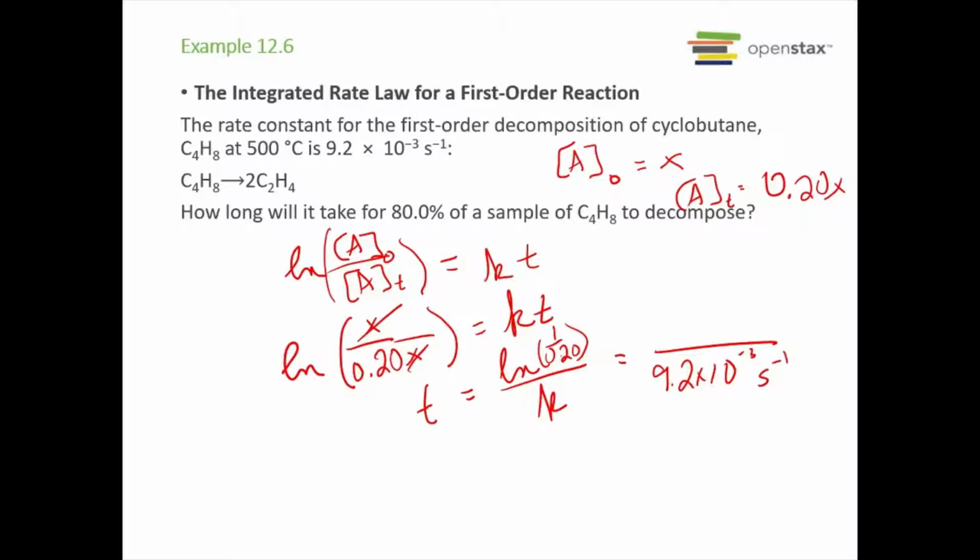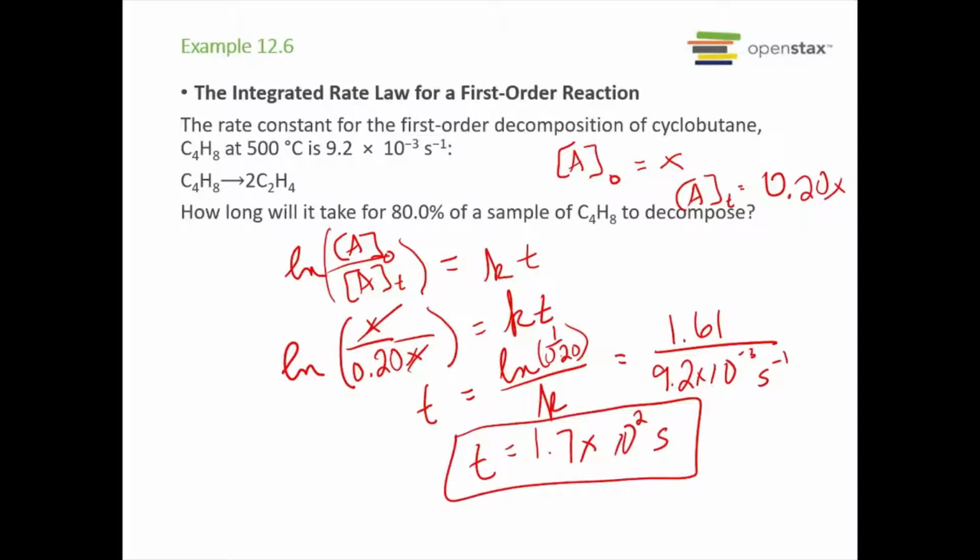So if we want to go ahead and calculate the natural log of 1 divided by 0.2, that's the natural log of 5, and we can write this as 1.61 or 1.609, however you want to write it. Time now then is 1.7 times 10 to the second seconds.